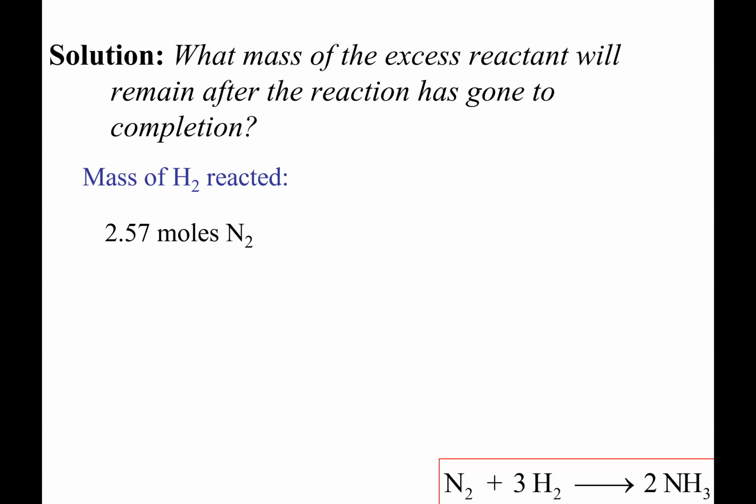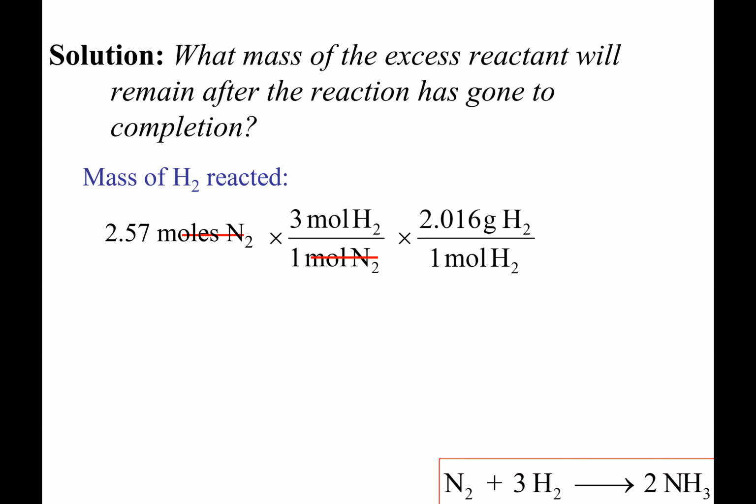3 over 1. 3 moles of H2 over 1 mole of N2. Perfect. And so moles of N2 cancel, I have moles of H2, so how can I get to grams of H2? When in doubt, it's the molar mass. Yep, so a few slides ago, the molar mass of H2 is 2.016 grams per mole. So we're going to put 2.016 grams of H2 over 1 mole of H2. Units of moles of H2 cancel. We have grams of H2. How many sig figs? 3. I'm liking 3. Yep.